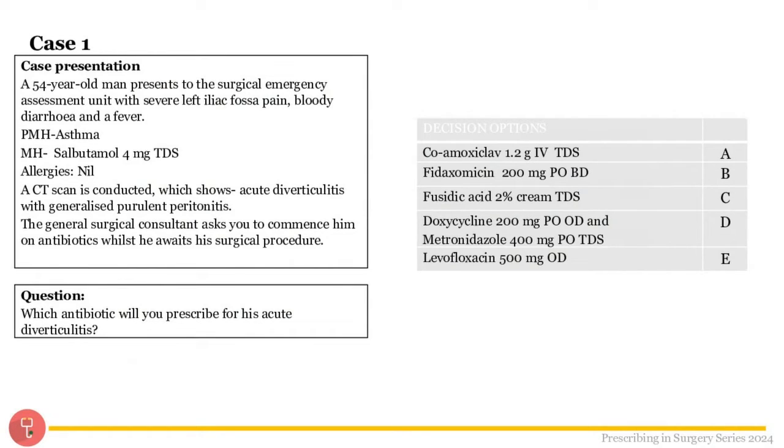Okay, let's move on to the second case. Case 2, a 35-year-old female presents to her GP with constipation and pruritus. She denies rectal bleeding. PR exam shows external hemorrhoids that are not thrombosed. She has a past medical history of hypertension, for which she takes ramipril 2.5 milligrams once daily. She has no known drug allergies. She's given antiseptic cream to aid with the itching and painkillers, and you've been asked to prescribe laxatives for her constipation. So which laxatives will you prescribe for her constipation?